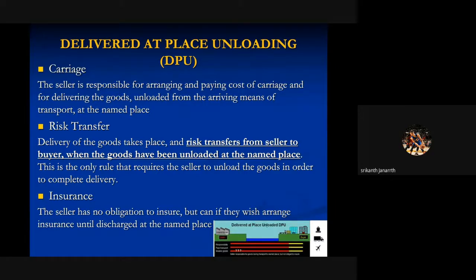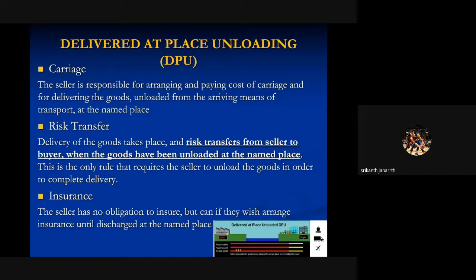Now remember, this is the only term where the seller is required to unload the goods to complete the delivery. From the carrying vessel, he has to unload the goods, take them from the delivery vehicle and unload them at the named place. So, unloading. This is new in 2020. This Incoterm is incorporated as a new term, replacing delivered at terminal, with delivered at place unloading, DPU. Right, here the main carriage is paid by the seller.